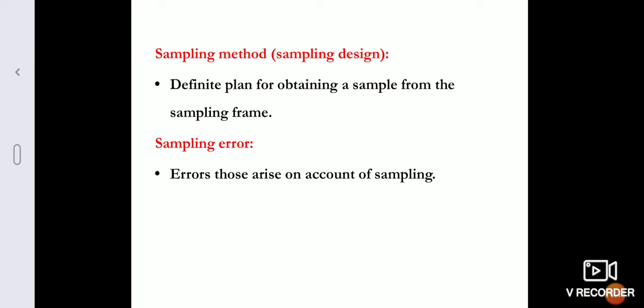Coming to the sampling method. Now sampling design: a definite plan for obtaining a sample from a sampling frame is called sampling design. Now sampling methods, we have seen yesterday the sample designs, probability and non-probability; based upon the study design and the research objective, the particular sample design can be selected. Now sampling error: errors that arise on account of sampling, like what we have dealt with today in sampling errors and non-sampling errors. These are all the terminologies which you should know with regard to your Viva.